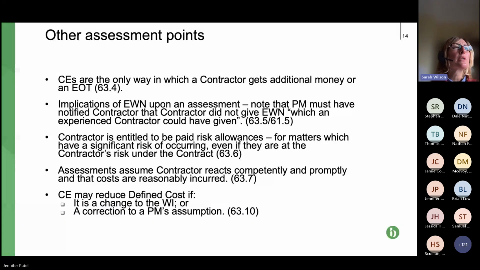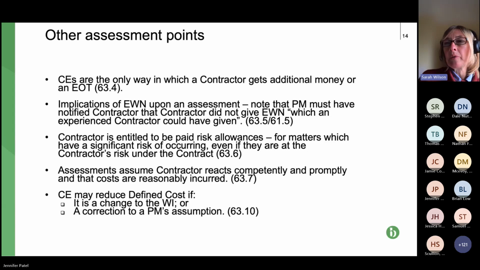That fourth bullet point is just to note that assessments of quotes for compensation event work assumes that the contractor reacts competently and promptly and that costs are reasonably incurred. That is the mechanism. It's the sort of balancing that allows the PM to check the quote and say to the contractor, you've said this is going to take 6 weeks. That's not at all reasonable. It's more like 1 week.